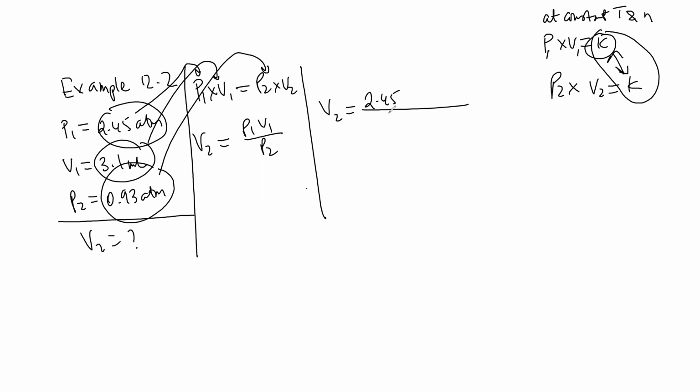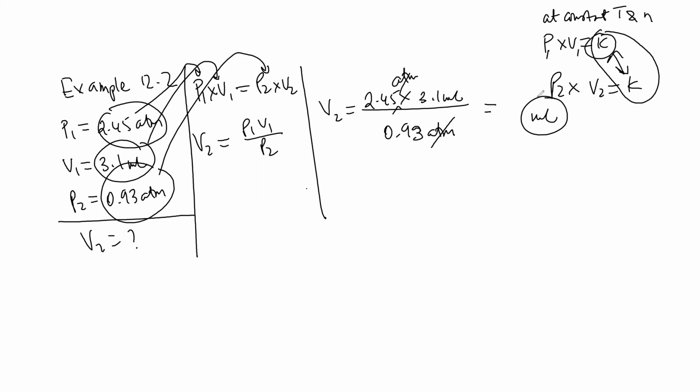So let's do it. 2.45 times V1, which is 3.1 ml, divided by P2, which is 0.93. Oh, I forgot to put the units here, guys. This is atmospheres, 0.93 atmospheres. Canceled. All right, so I'm getting the right units. That means I set up everything correctly here. And so now I'm going to use my calculator to figure out the final answer: 2.45 times 3.1 divided by 0.93.